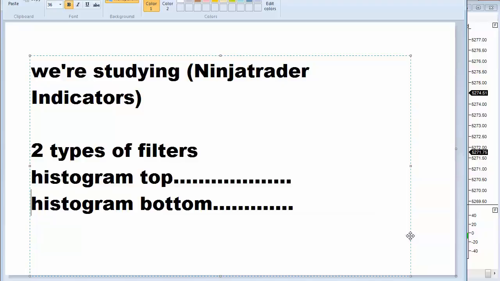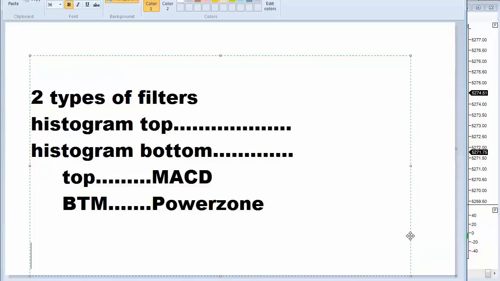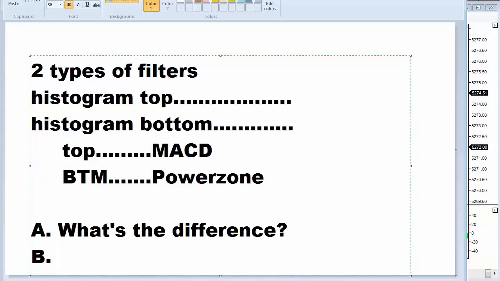And so the histogram on the top has traditionally been a MACD filter, and the histogram on the bottom has historically been a power zone filter. And one of the questions that I get asked a lot in the training classes and the sales webinars is, A, what's the difference? And then B, which one is more important?